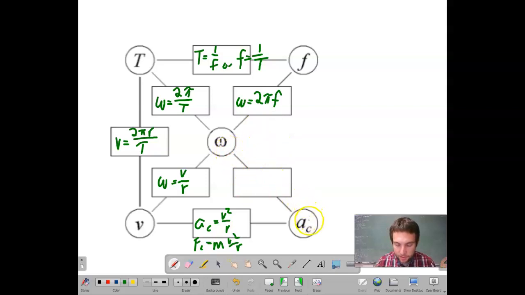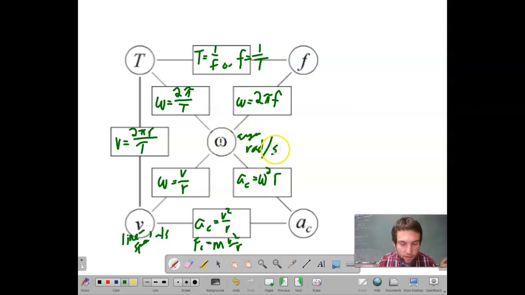Angular speed and centripetal acceleration, omega squared times R. Make sure you know these. So make sure you know V is linear speed measured in meters per second. This is angular velocity measured in rads per second. A word about rads.